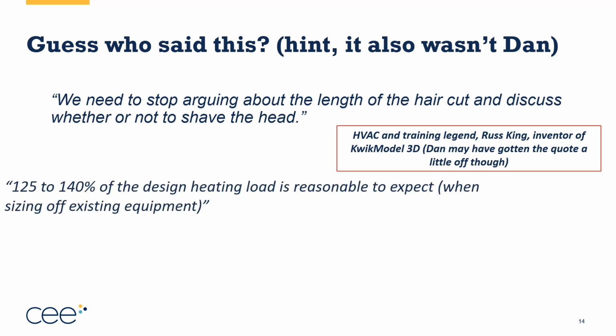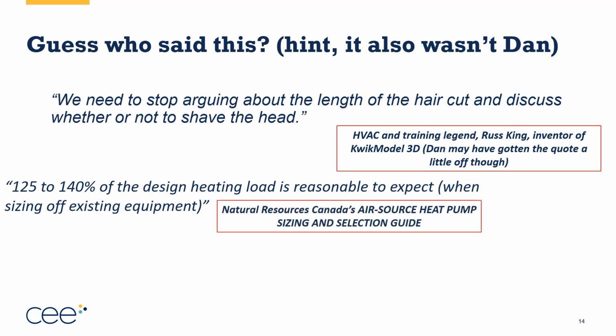Next up, 125 to 140% of the design heating load is reasonable to expect when we're looking at existing equipment. So who said that? Well, that's from Natural Resources Canada in their air source heat pump sizing and selection guide. So they've looked at this, and they've looked at thousands of homes across Canada, and what they've found is that it's really, really common, even in the best case scenario, for systems to be 125 to 140% of the design load. Not the end of the world at 125%, but you start getting to 140%, and we start getting to the problematic. So this is with those that were actually using something like Manual J.